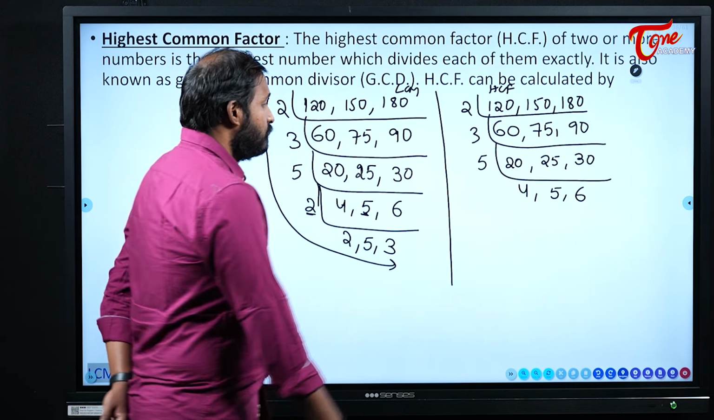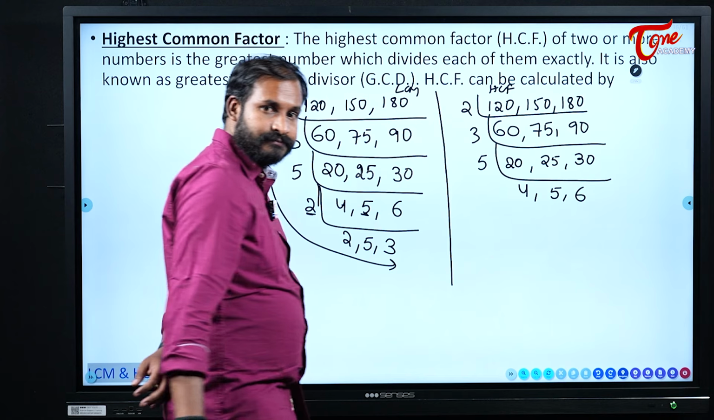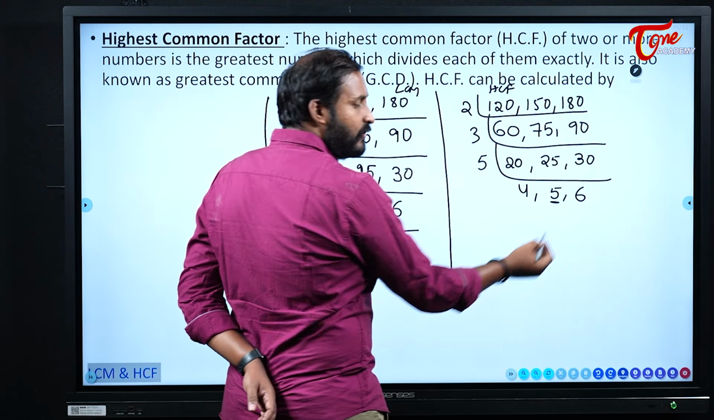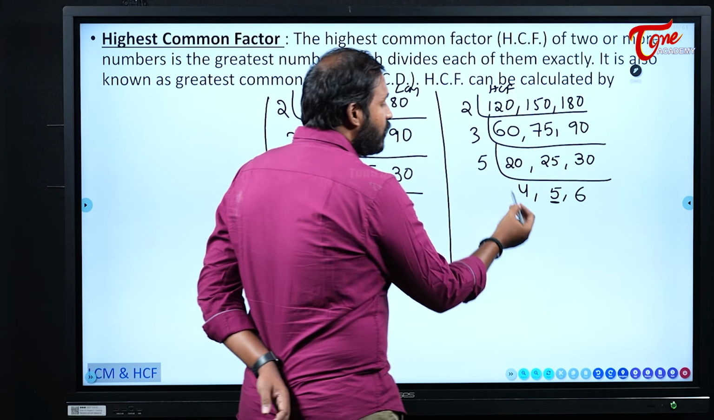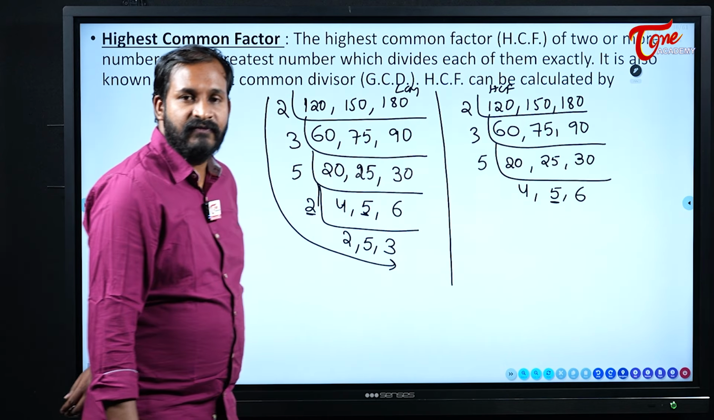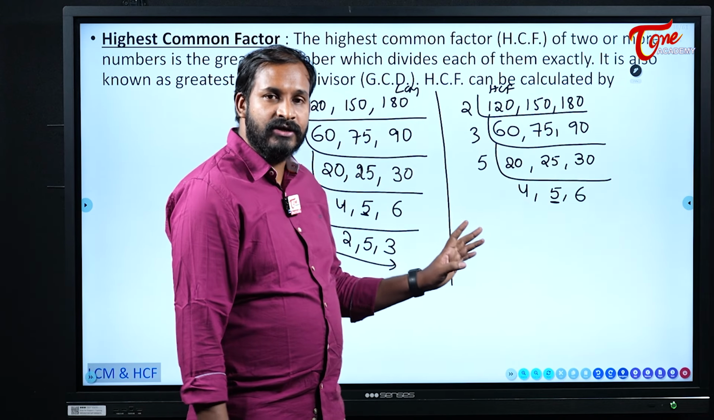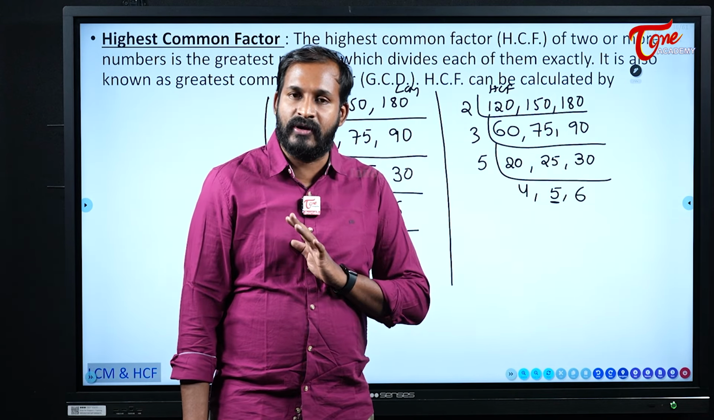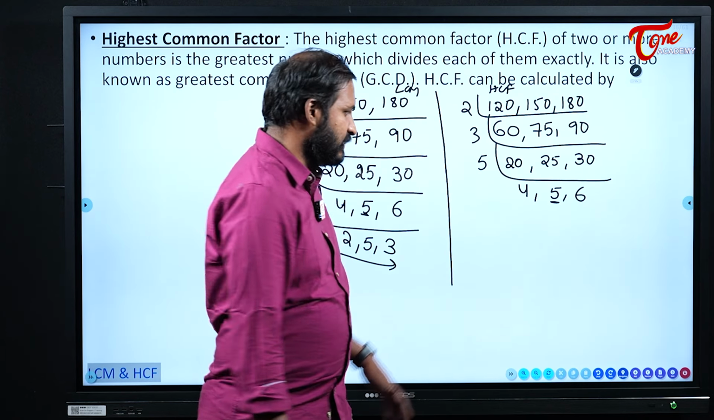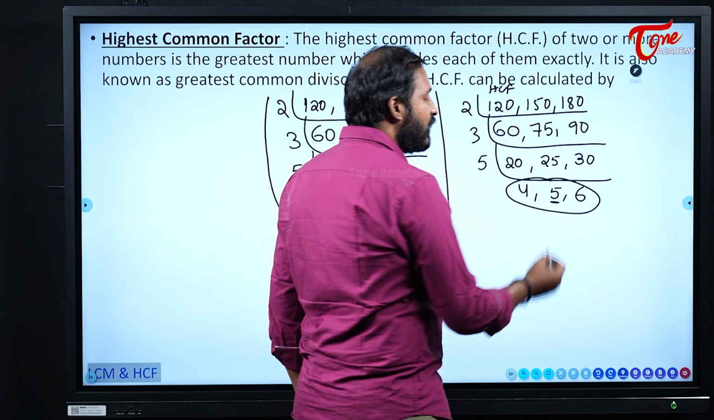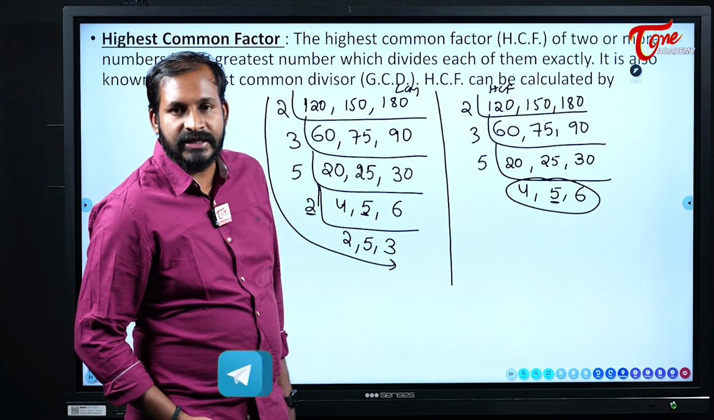But in case of HCF, here 5 is not divisible by 2, right? So, I cannot continue my process. In case of HCF, all the numbers should definitely be divisible. Then only you should continue your process, otherwise you should stop your process there itself. So, here 4, 5 and 6, all these 3 together are co-primes.